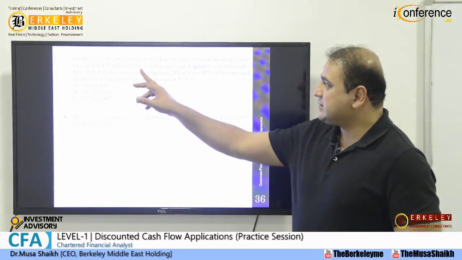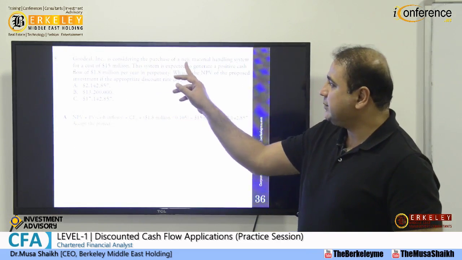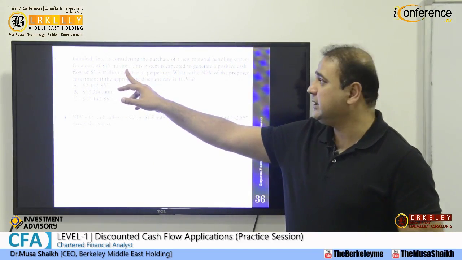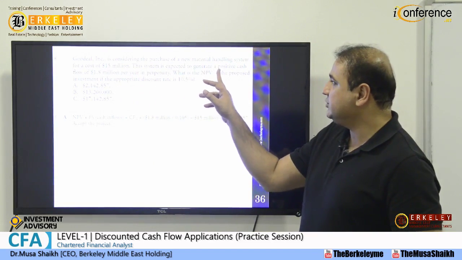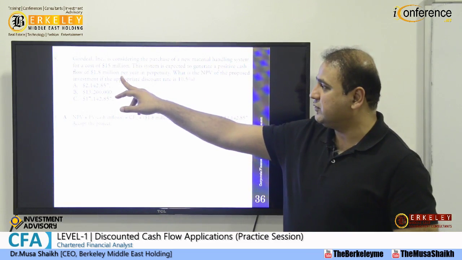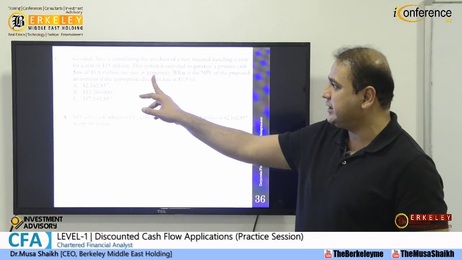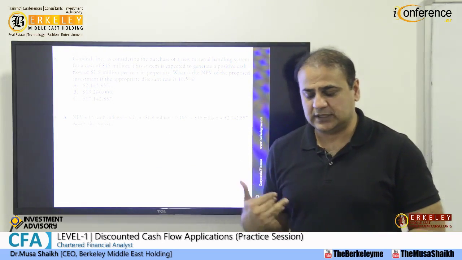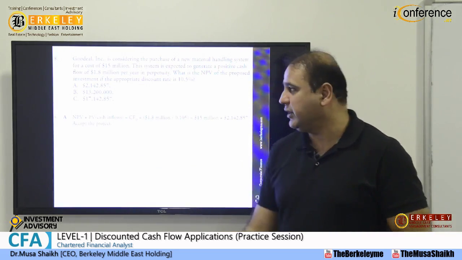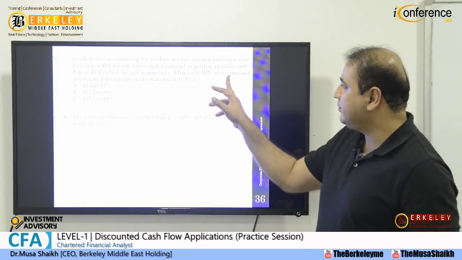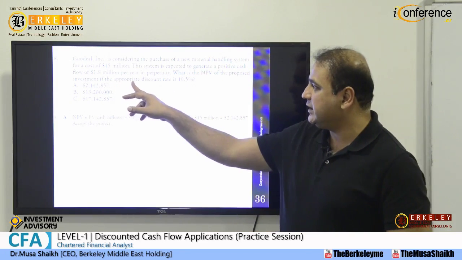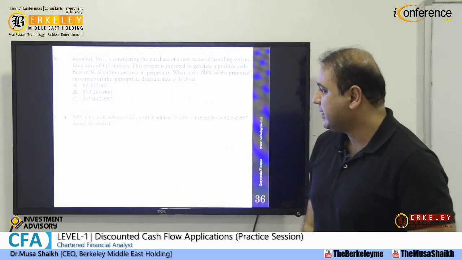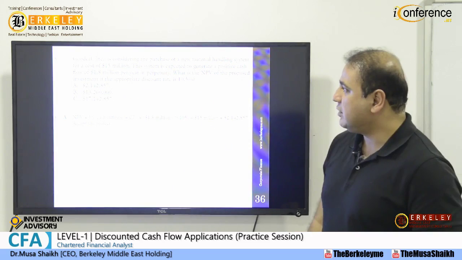Let's do another question. A company is considering the purchase of a new material handling system for a cost of 15 million. The system is expected to generate a positive cash flow of 1.8 million per year in perpetuity. When we say perpetuity, this is a series for an indefinite period of time. What is the NPV of the proposed investment if the appropriate discount rate is 10.5%? So how are we going to solve this question?